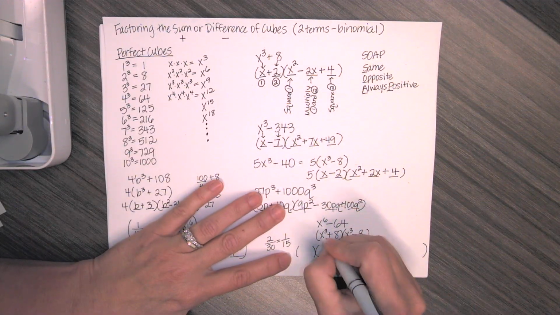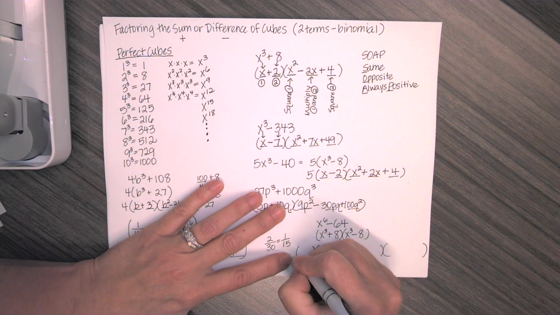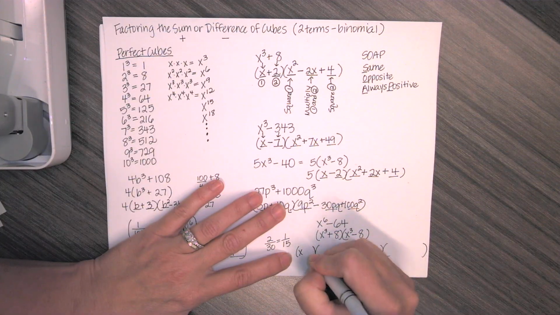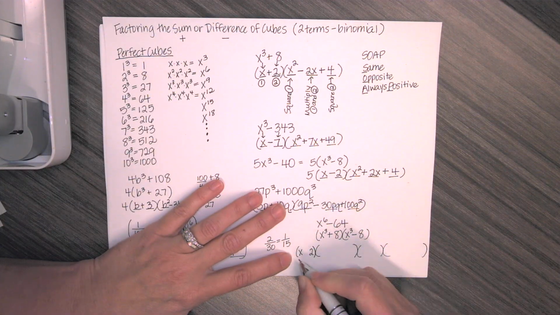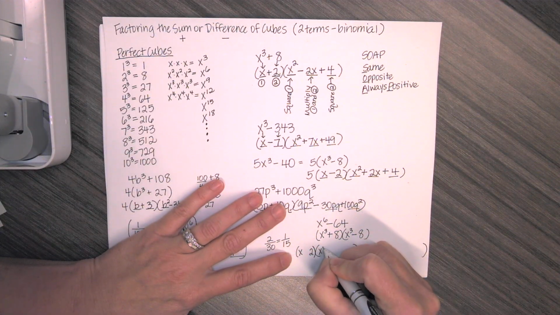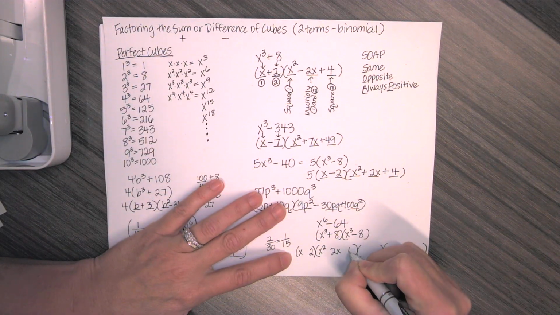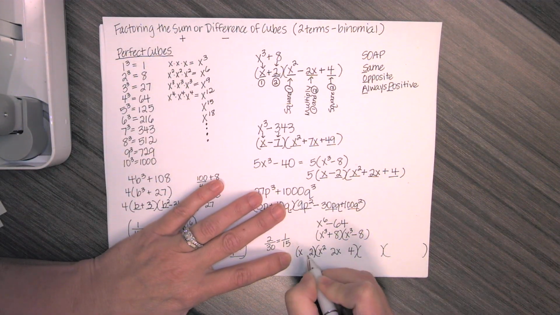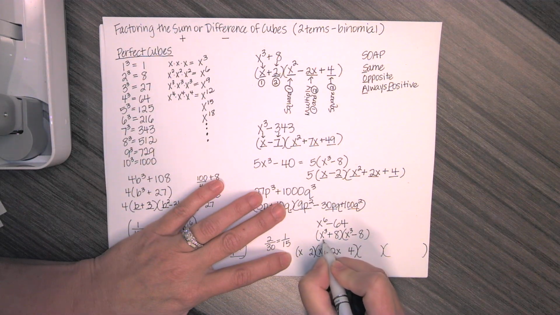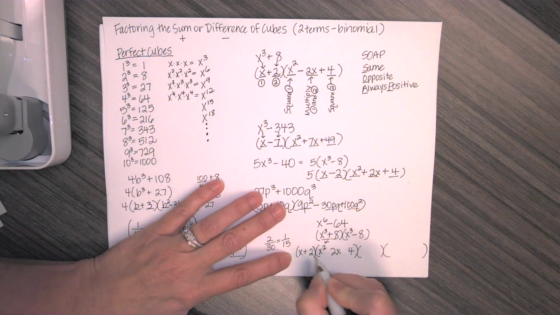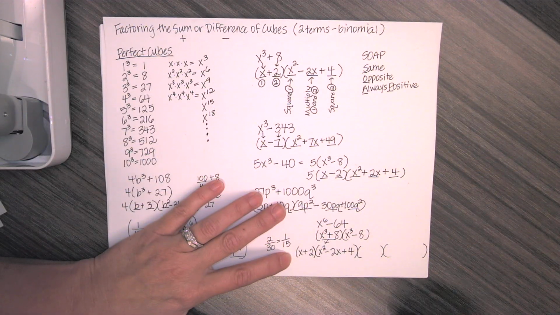So we can do that again, filling in the cube root of x cubed is x, the cube root of 8 is 2. Square the first term, multiply those together, square the last term. Fill in your signs using SOAP, and for this one we're looking here. So same, opposite, always positive.